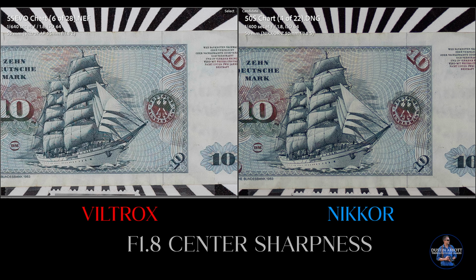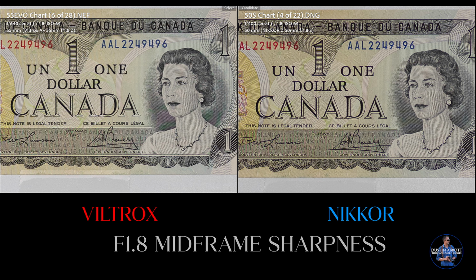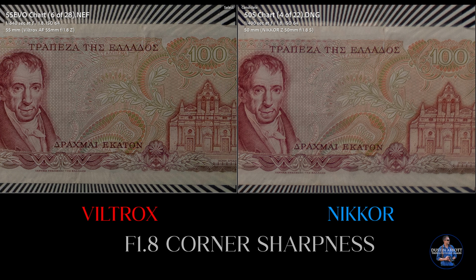Now, when it comes to evaluating things like just sharpness, I can't really give a winner to either one because frankly, it was some give and take depending on where I looked on the test chart. In the center of the frame, while it was extremely close, I felt like the Nikkor was ever so slightly sharper. In the mid frame, they were basically equal. I couldn't tell a winner. In the corners, however, the Viltrox was obviously better.